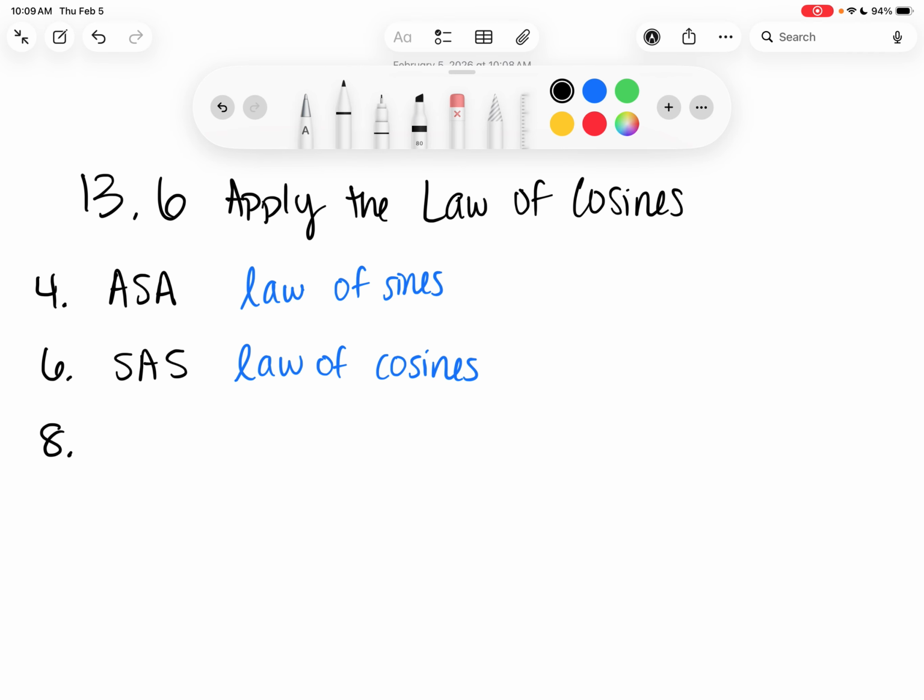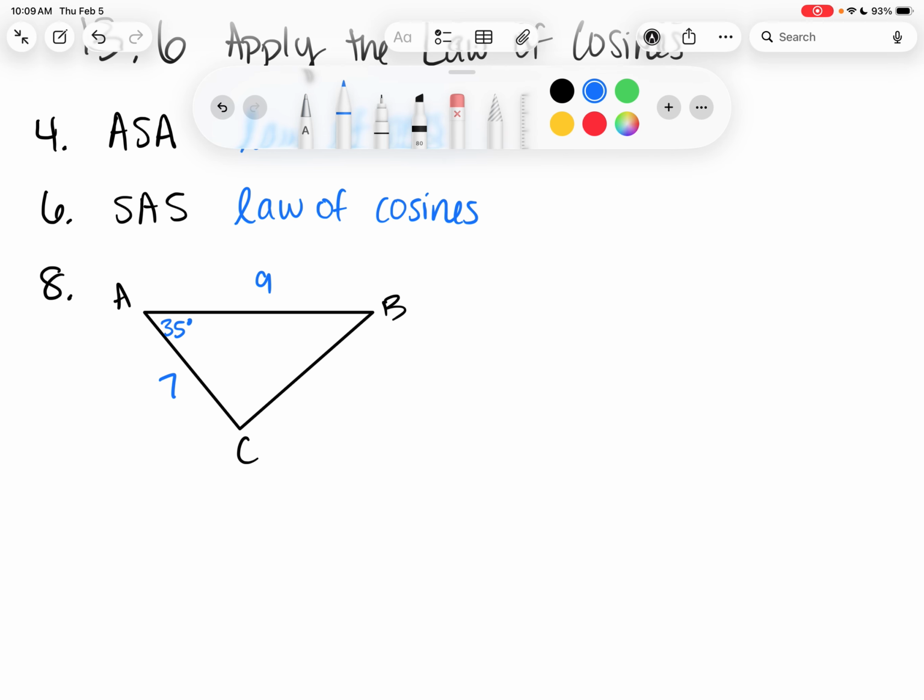Number 8, they're going to give us a triangle. This is A, B, and C. This is 9, this is 35 degrees, and this is 7. So looking at this, I have side, angle, side. So that means that I'm going to use law of cosines to solve this. If it's helpful, you can write the letters here of what all of these things are, so you know what you're solving for. I set these up the same way that I do the other ones that we've been doing, where I have all my information here so I can make sure I've solved everything completely. So angle A was 35 degrees, side C is 9, and side B is 7.